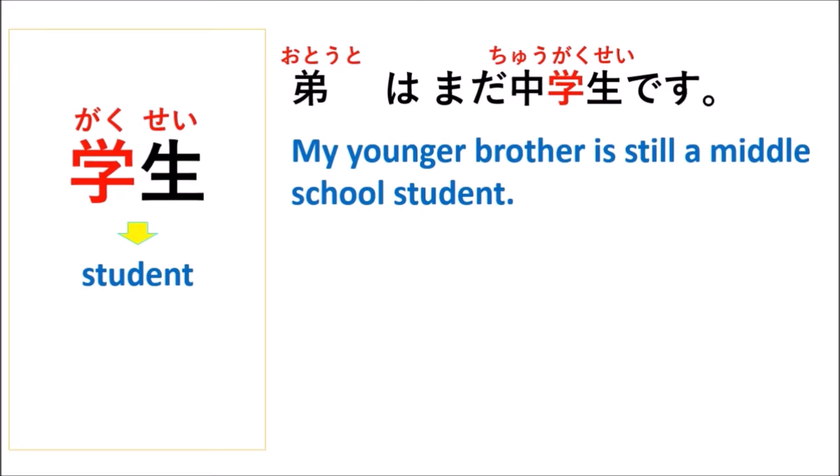But in this sentence we see chuugakusei. Chuu means middle school. Chuu means in the middle. So when you put the meaning middle with the noun gakusei, gakusei means student, it means the student in the middle, that means the middle school student.